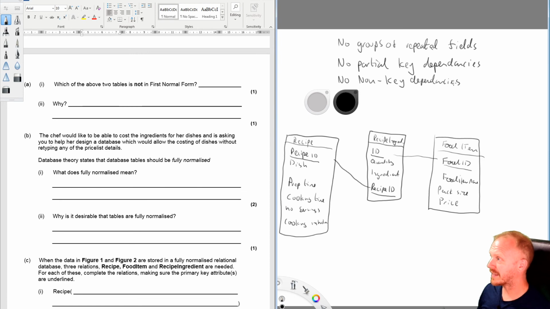So that's the correct answer to that one. There's 2 marks. Usually the 3 of those have to be given to get both of them. That's what fully normalized means. It means there are no groups of repeated fields, there are no partial key dependencies, and there are no non-key dependencies.